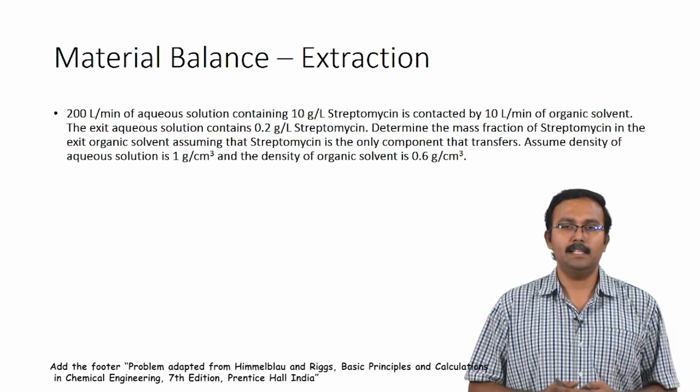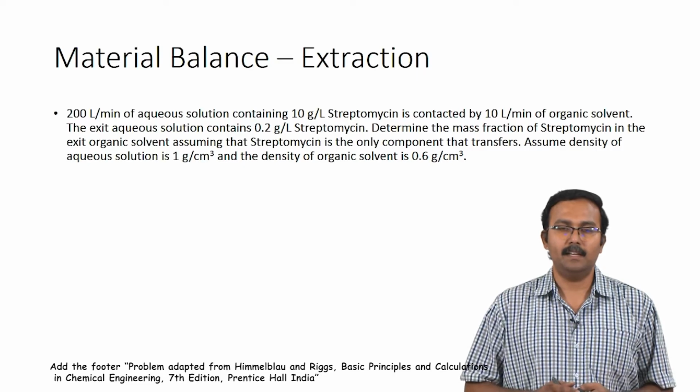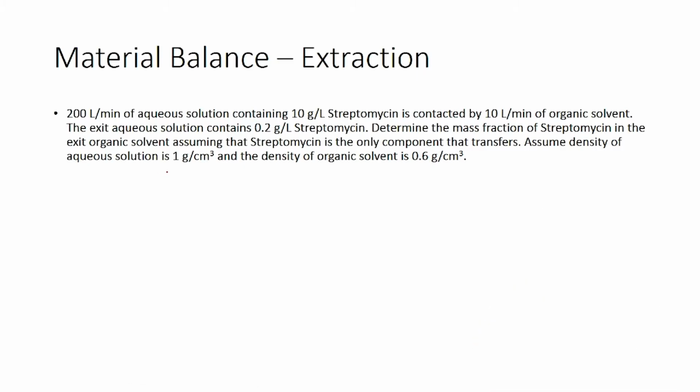So for this example, I will be using the flow rates which have been given as the basis. So we can write the basis as given flow rates. Now that we have identified the basis, the next step is to convert this word problem into a flow chart.